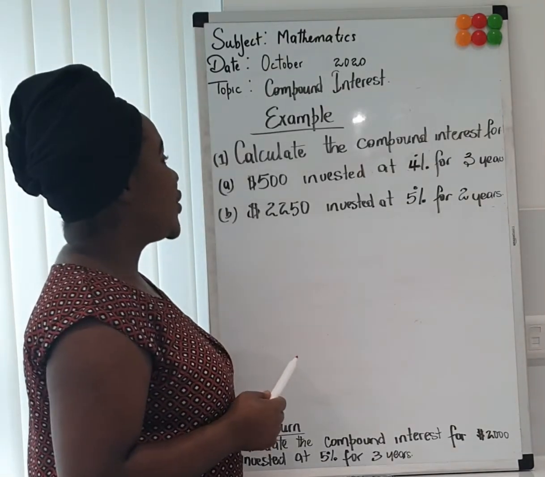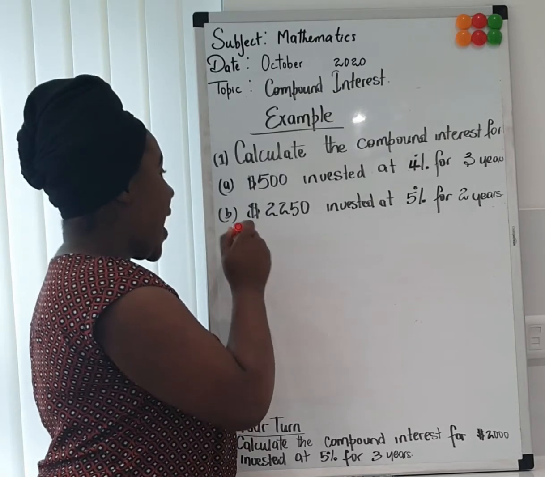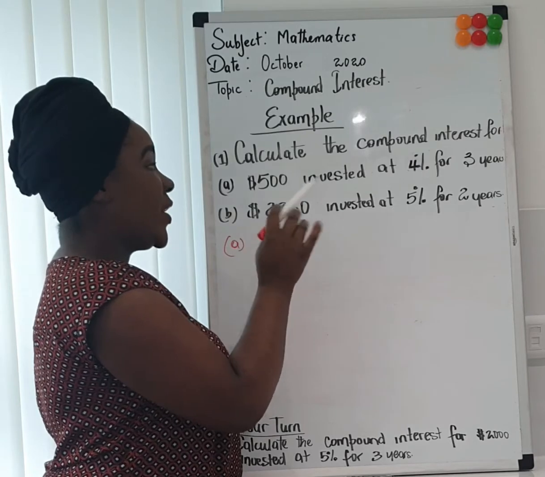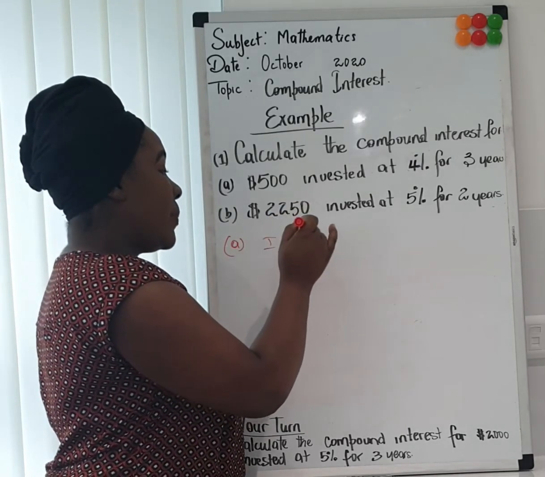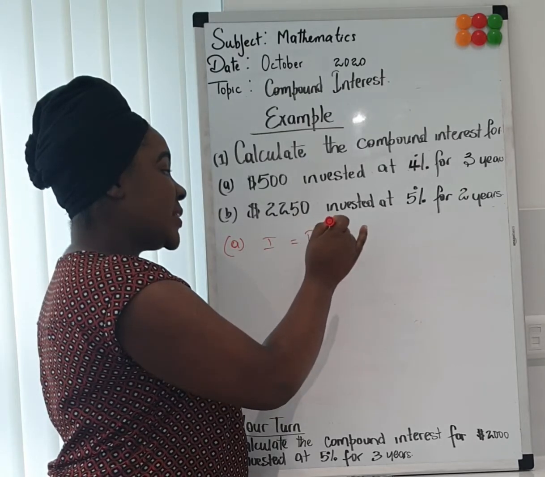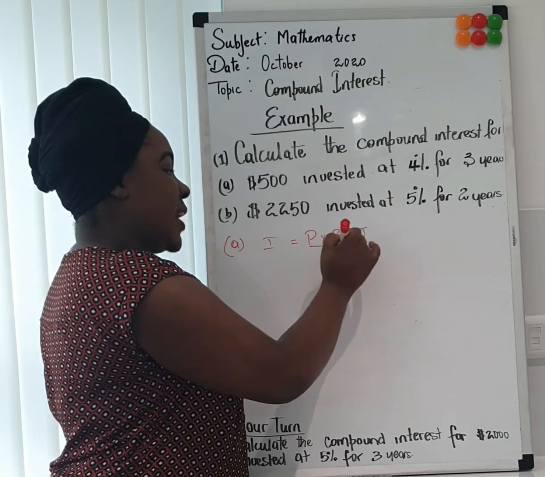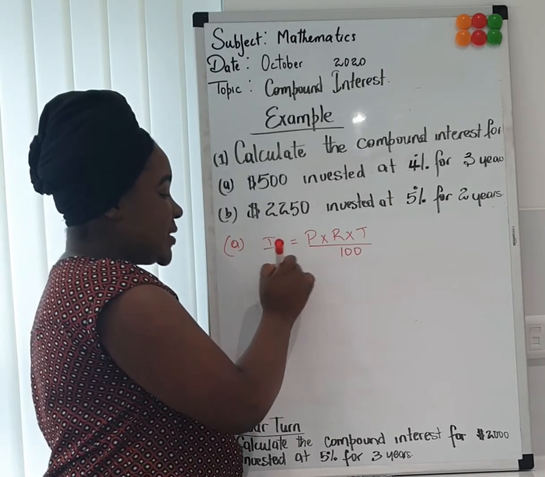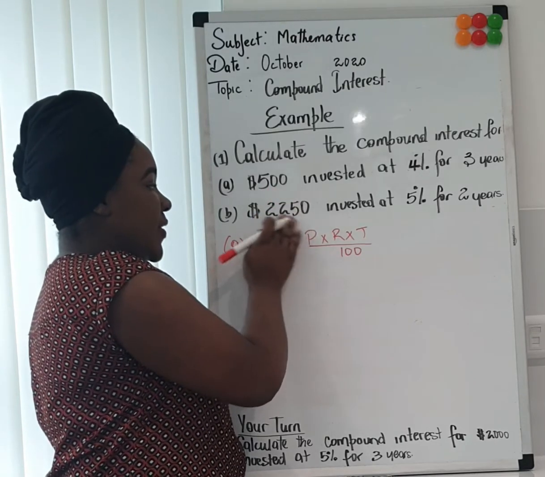Alright? So let's go with the first one. It's 500 invested at 4%. And we're going to use the same formula, principal times rate times time, and that would be over 100. So we're going to go with the first one, I will do it year by year, doing first year.